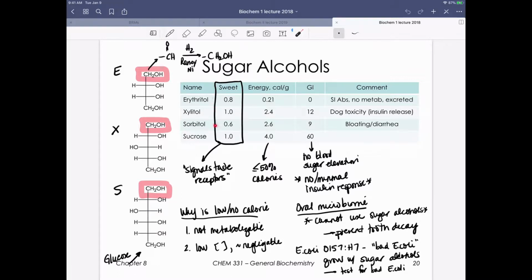And so here in this table, we can see the relative sweetness of some sugar alcohols. We'll talk about what those are in just a second, but we can see that this is relative to table sugar. And so a value of 1 means it basically has the same sweetness as table sugar, table sugar being sucrose here.